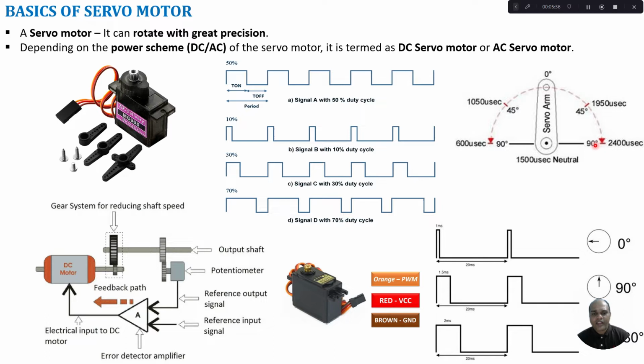Certain other servo motors work with a range of 1 millisecond on time to 2 millisecond on time. 1 millisecond on time means the servo can move to 0 degrees, and 2 millisecond on time the servo can move to 180 degrees. So we have to look at the data sheet of the servo motor to see which on time will produce a minus 90 degree variation and which on time will produce a plus 90 degree variation. That we need to understand from the data sheet.